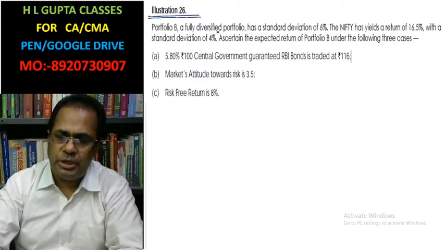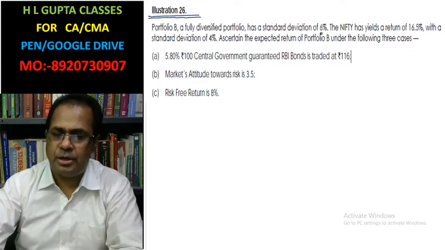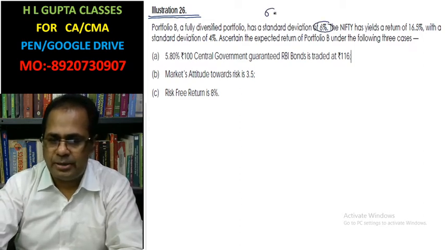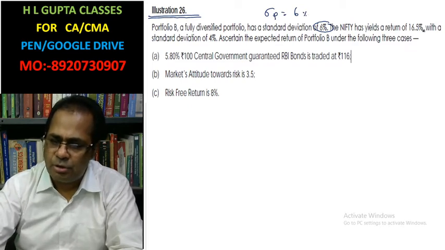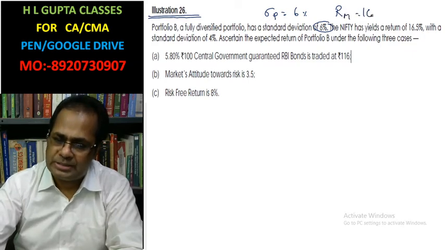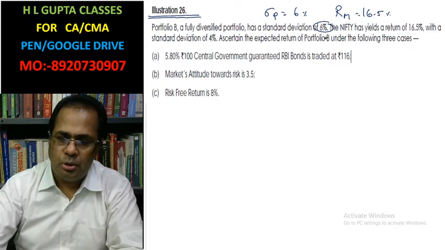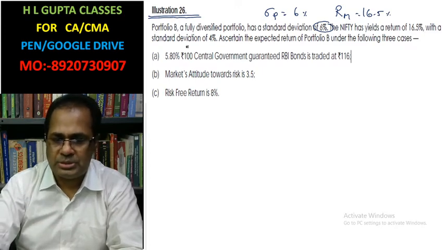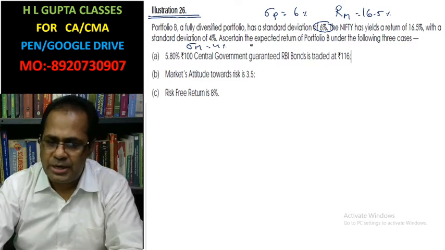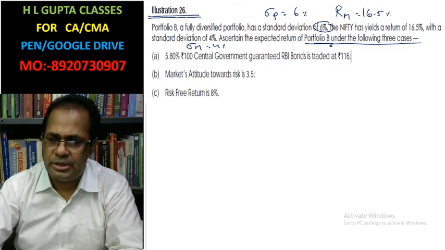Portfolio B, a fully diversified portfolio, has a standard deviation of 6. That is the standard deviation of the portfolio. Nifty has a yield return of 16.5%. Assume the Nifty return is the return on market, 16.50%, with a standard deviation of 4%. This is the standard deviation of market, which is given. Ascertain the expected return of portfolio B under the following three cases.